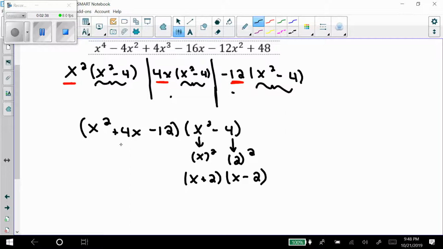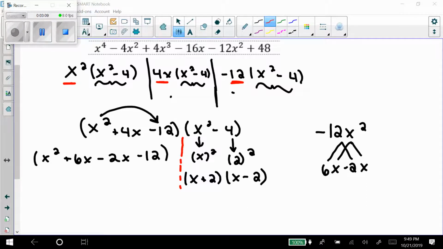Over here, x squared plus 4x minus 12, that's a trinomial, so we are going to factor that using the AC method. We're going to take our first term and multiply it by our last term. I'm just going to write it over here because that's where there's room. That gives us negative 12x squared. So we want to find the two numbers that multiply to negative 12x squared and add to 4. You can pause the video and try to figure out those two numbers.